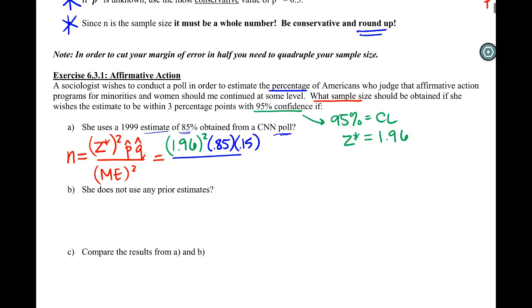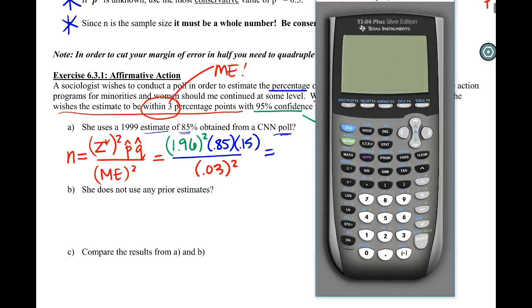Now, at no point do we call out the margin of error explicitly, but we do say that she wishes the estimate to be within 3 percentage points. Within is your keyword to let you know that we're dealing with a margin of error. Now, it is a percent. That's its units, right? We want to say 0.85 plus or minus 0.03. So you need to enter this as a decimal and also make sure you don't forget to square it. So that's our formula for finding our sample size.